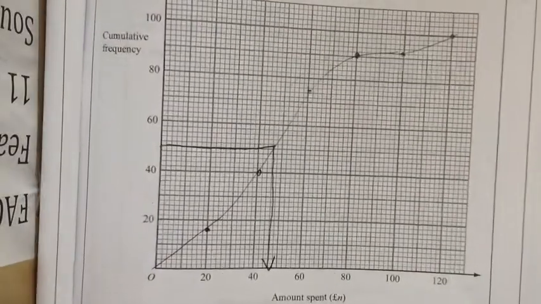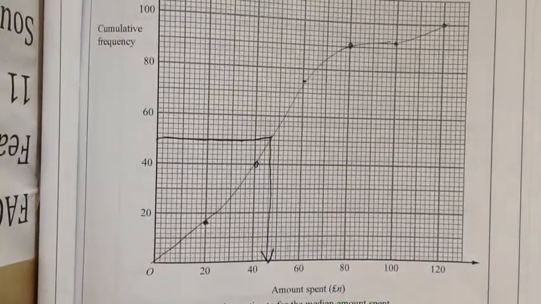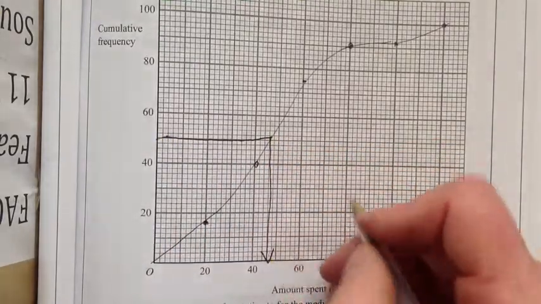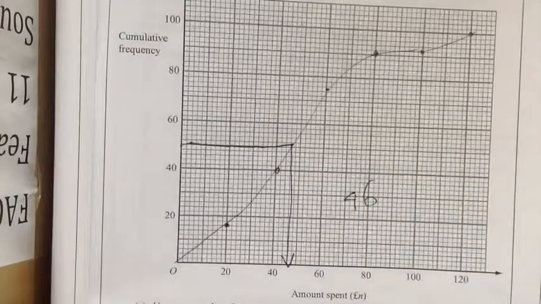So you can see that I've plotted the cumulative frequency graph. I'm now asked to find the median. So come across, there's 100 scores, come across from 50, drop down, so the median is 46. Now the next question is no longer in the syllabus.